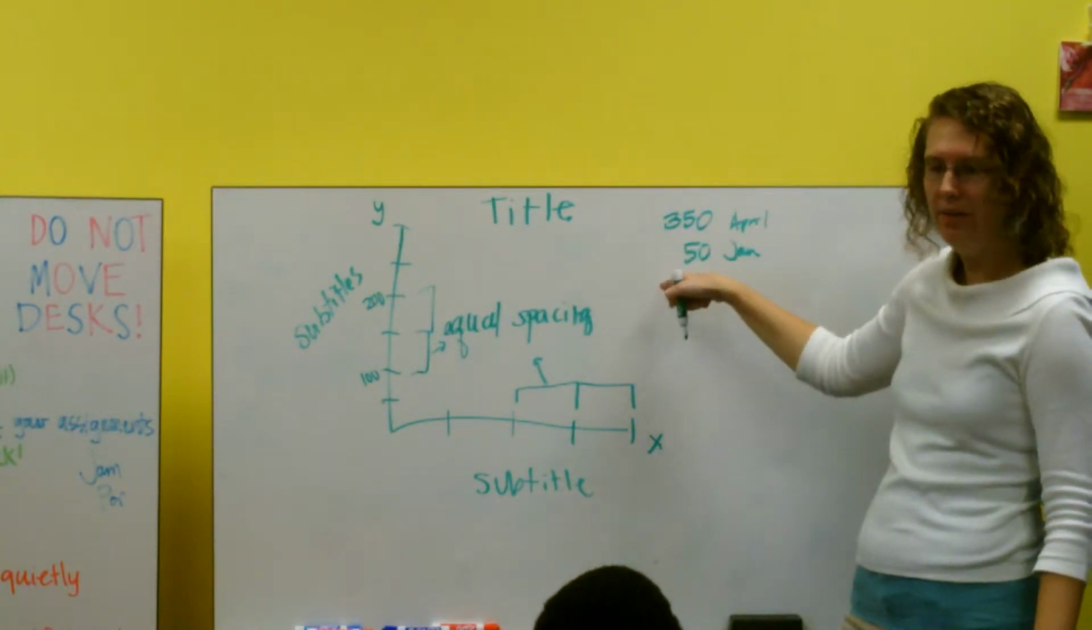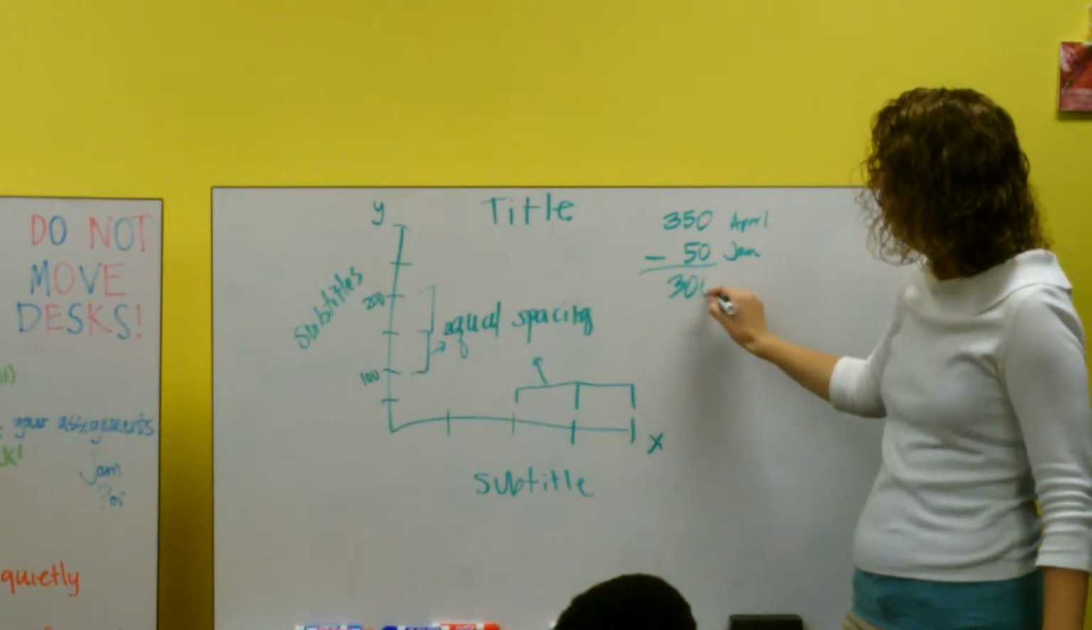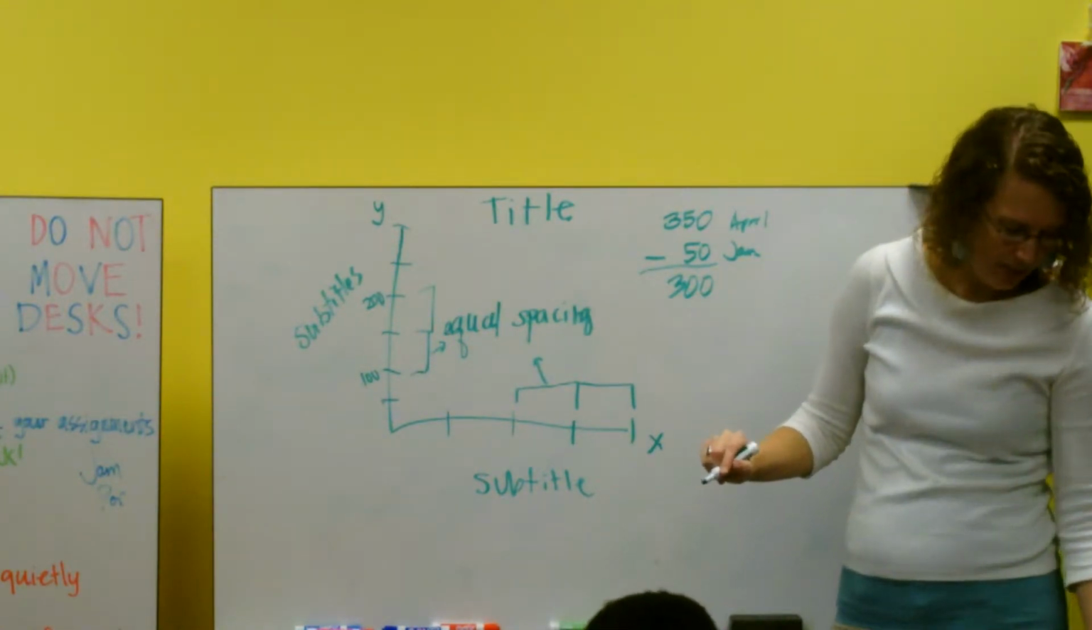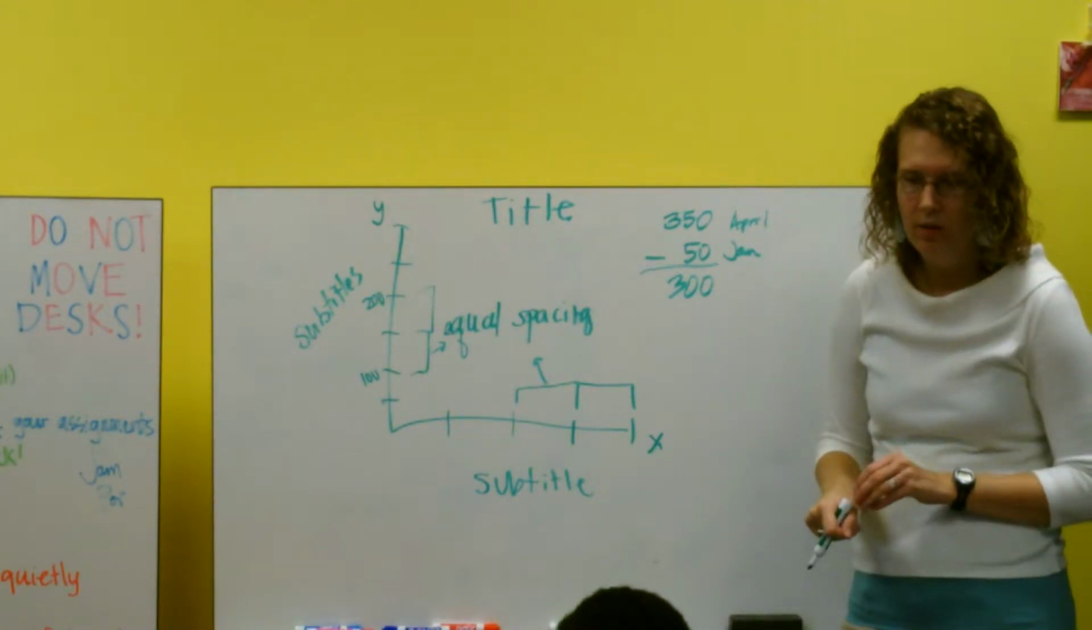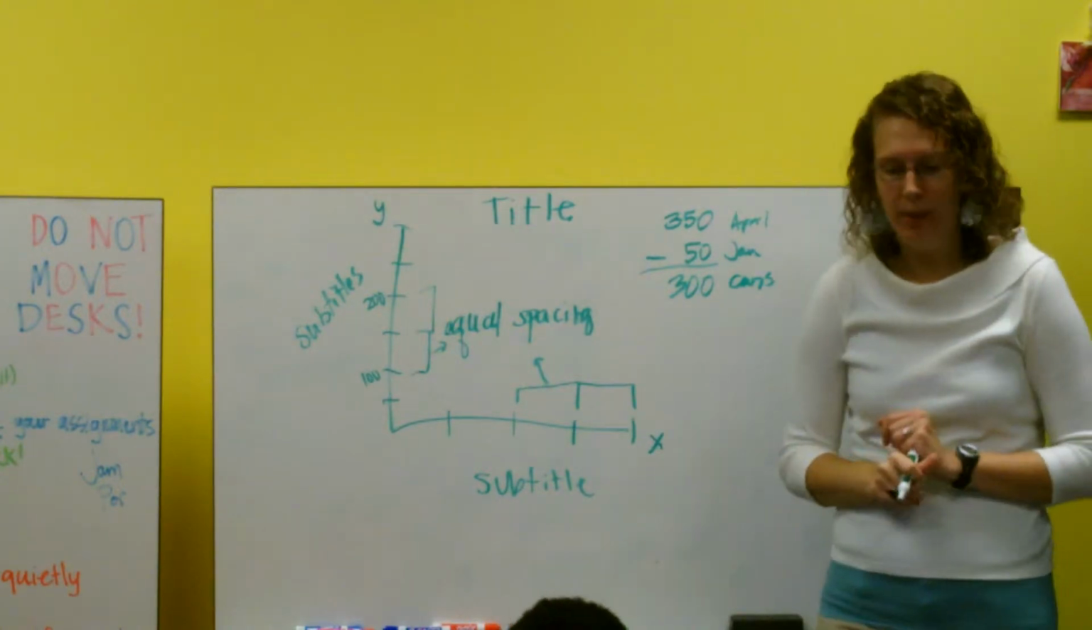Do I have it set up right? Just put the subtraction. And what am I going to get? 300. So my answer in that case would be what? 300 cars, exactly. 300 cars. Or more cars is the way your book puts it.